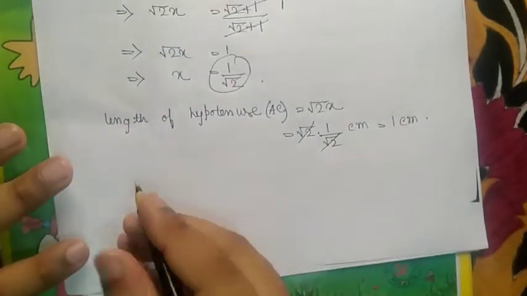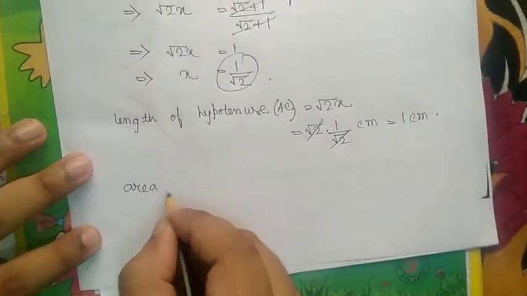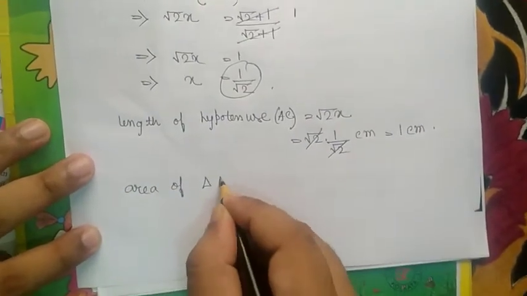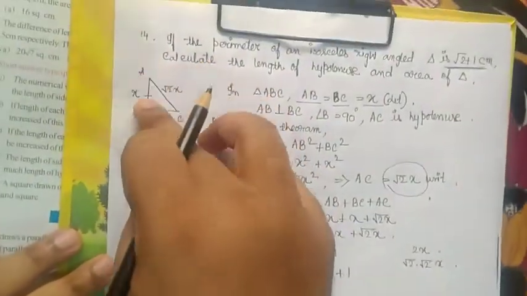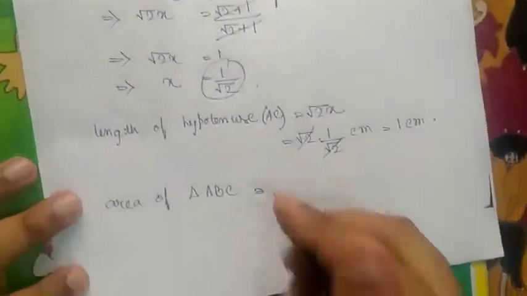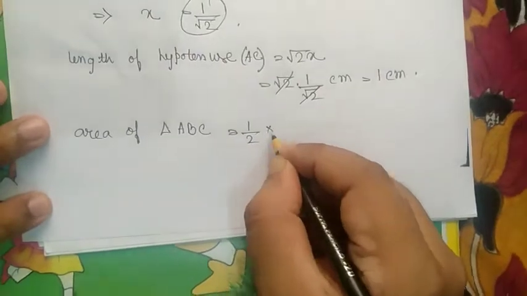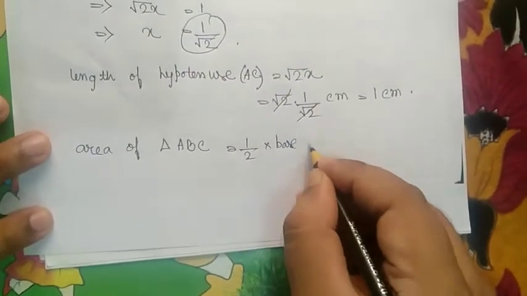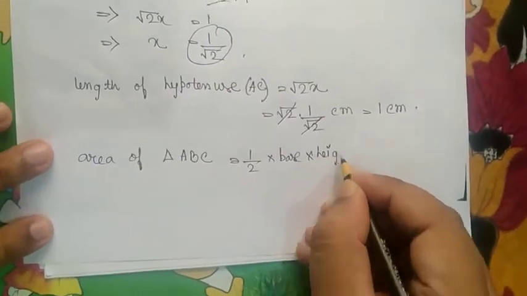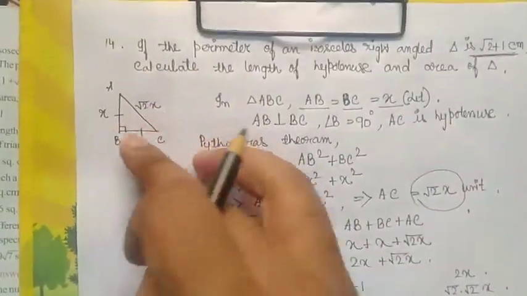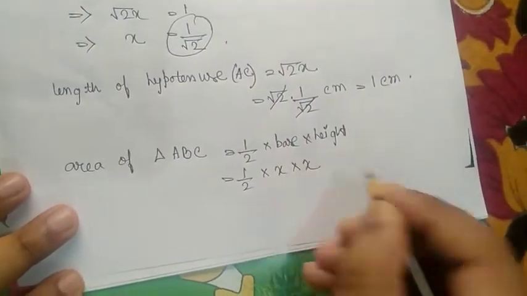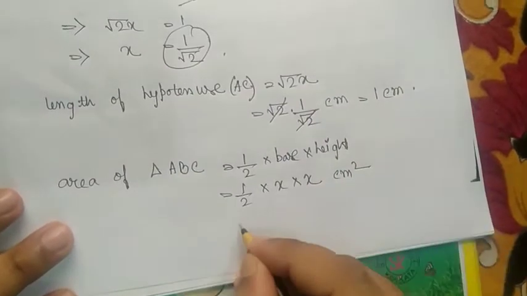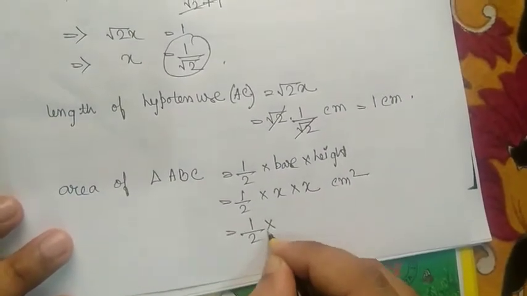Now we're going to find the area. So area of triangle ABC. Now ABC is a right angle triangle, so we know the height and the base, and area of a right angle triangle means half into base into height. Here base is X and height is X. So therefore we say half into X into X centimeter square.